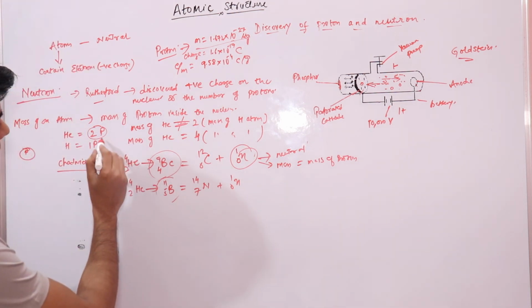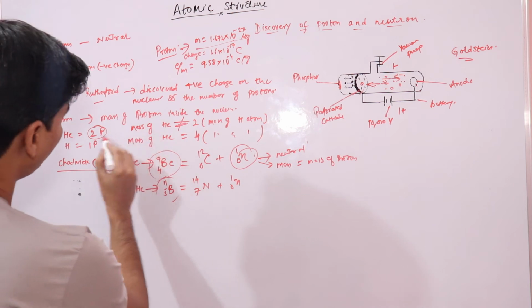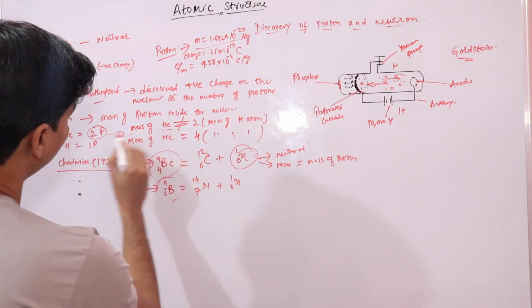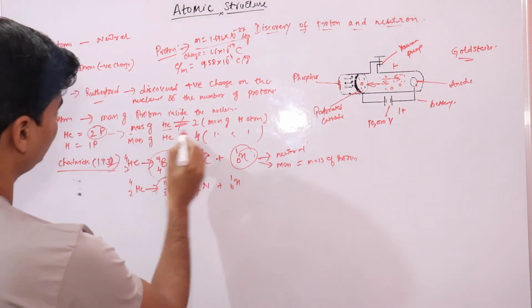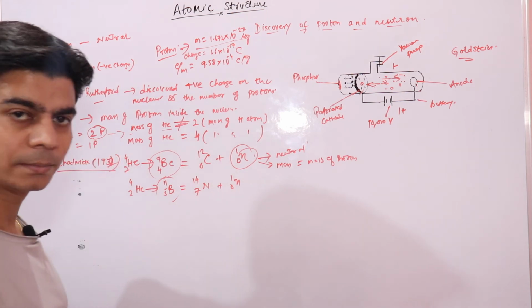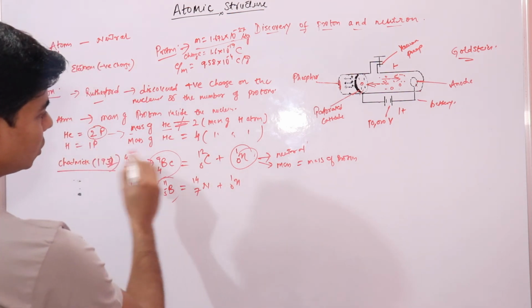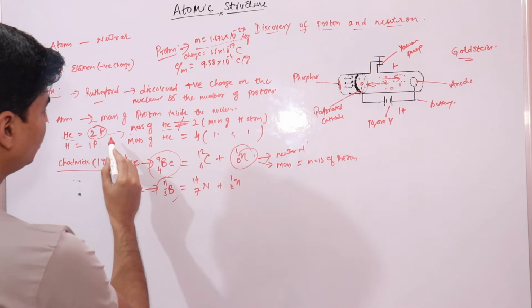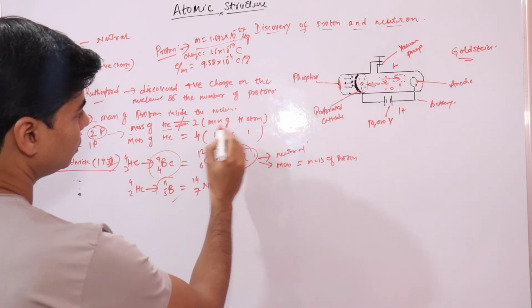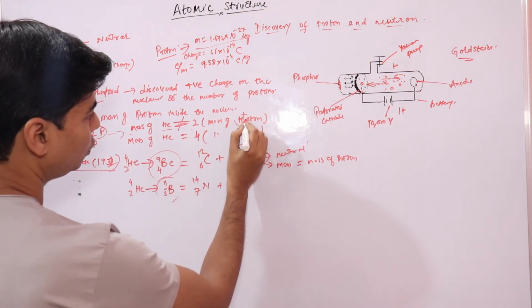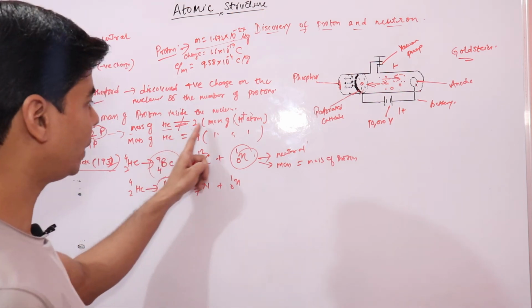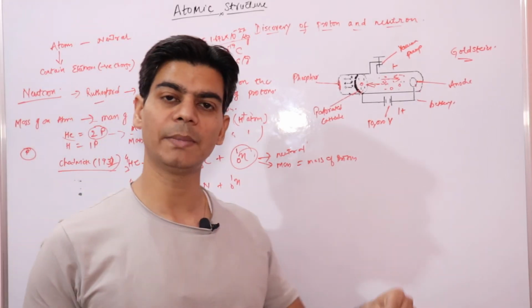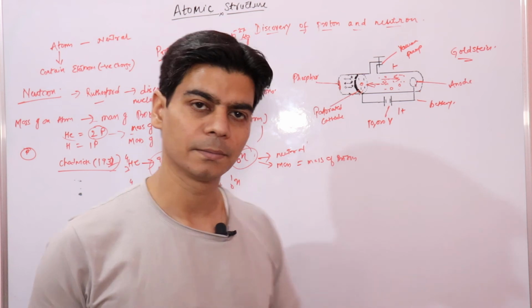But if you find here, the mass of helium, you have 2 protons. So 2 protons means the mass of helium is due to the mass of 2 protons. It should be twice the mass of a hydrogen ion.